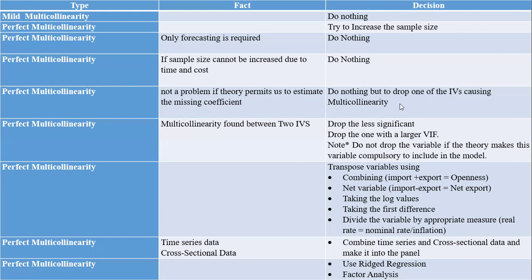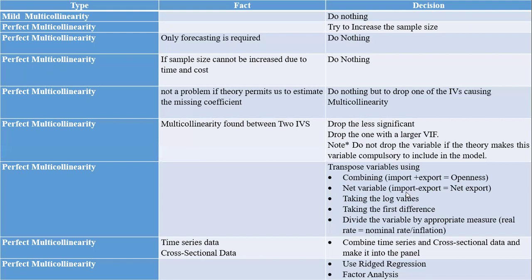If you find multicollinearity between two independent variables, meaning both show a high VIF value, then you need to drop one of the independent variables. Drop the less significant one, or the one with larger VIF. Do not drop the variable if theory makes this variable compulsory. You can also transform one of your variables. For example, if you find multicollinearity between two variables like import and export, you can make a combined variable like openness.